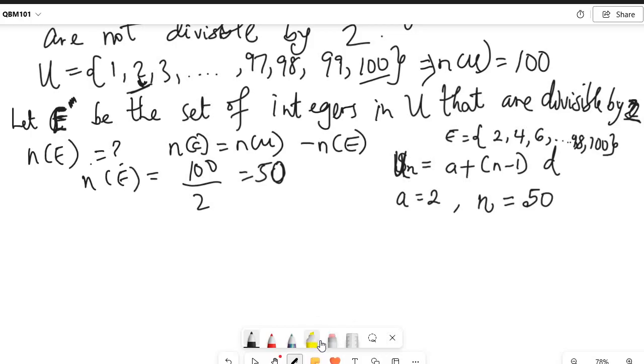Sorry, because n is what we are looking for. Okay, but I want to use arithmetic sequence to define it for us. So n is what we are looking for, the number of elements in this set. So a is 2. What will be the common difference?